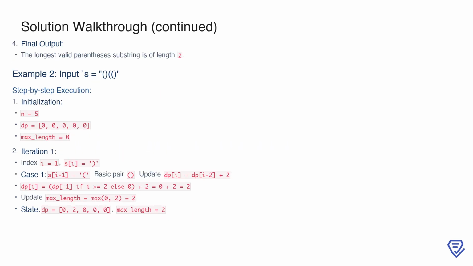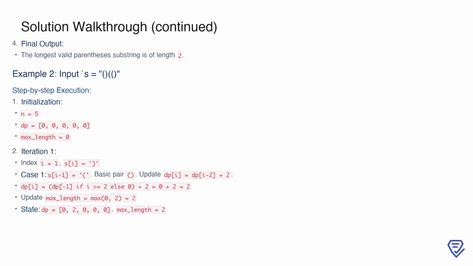After completing the iterations, the final output for this example is the longest valid parentheses substring, which is of length 2. Now, let's look at the next example with the input string s equals. First, we initialize the variables. The length n of the string is 5. We create a dp array with 5 elements, all initialized to 0, and set max_length to 0.